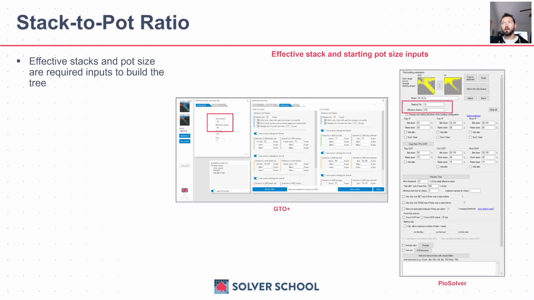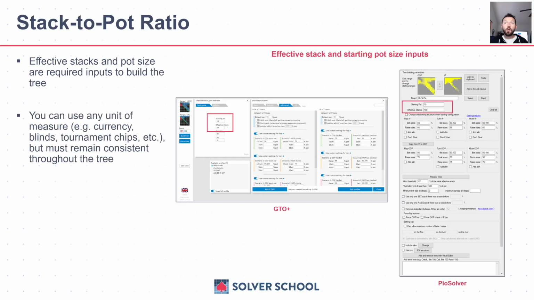GTO Plus and PioSolver. Now, as I mentioned, the stack to pot ratio is the most important portion here, but ultimately the effective stacks and the pot size are required as inputs to build the tree. And I've highlighted here on GTO Plus and PioSolver examples of where you would enter that information. You can use any unit of measure here. So you could use currency, so use this in dollars. You can enter this in blinds. You can enter this in tournament chips. The actual unit doesn't necessarily matter, but you must remain consistent throughout the tree.